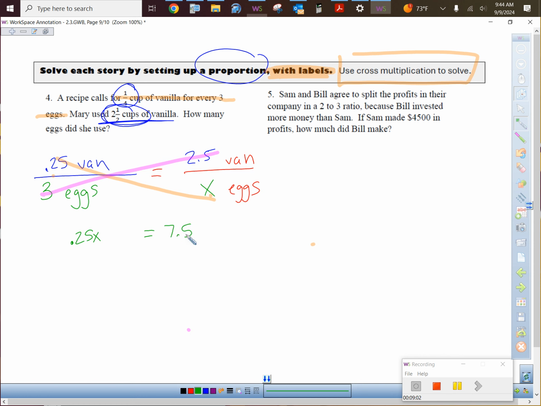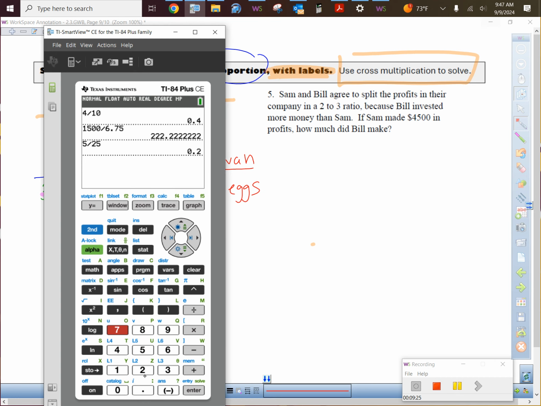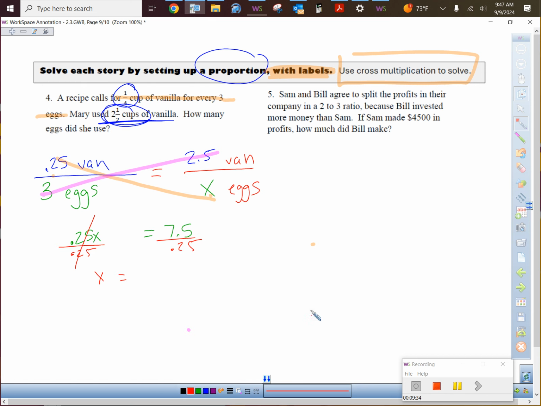This is 0.25 times x. To get rid of times 0.25, you're going to divide both sides by 0.25. And those will cancel, and then this will come down. Sorry, that's not what I wanted. But 7.5 divided by 0.25. What did you get? You get 30 back. Then you've got to have a label on it.